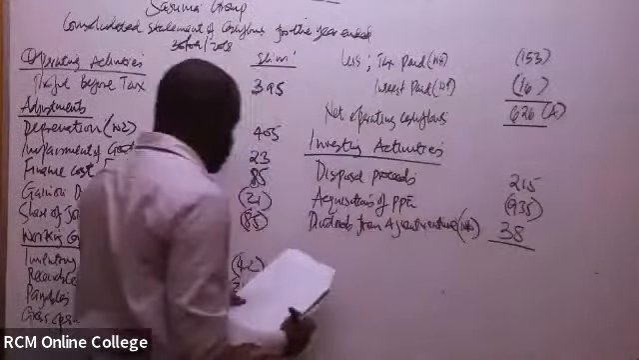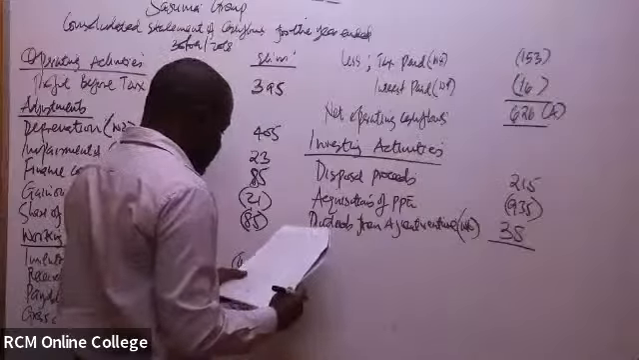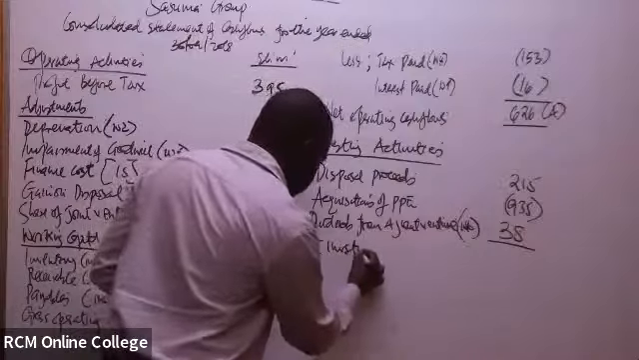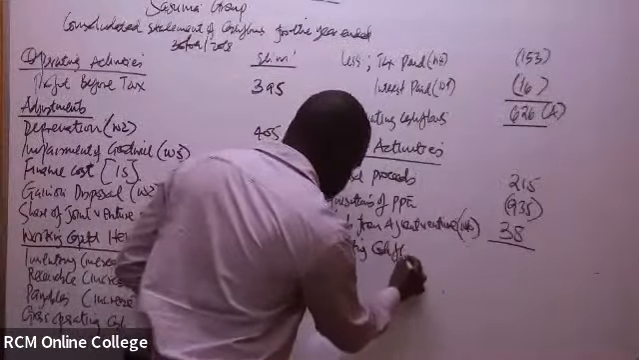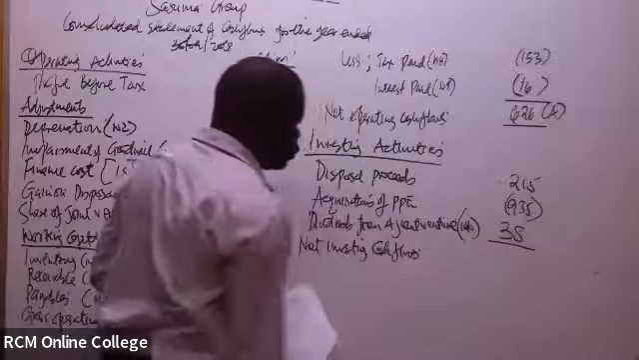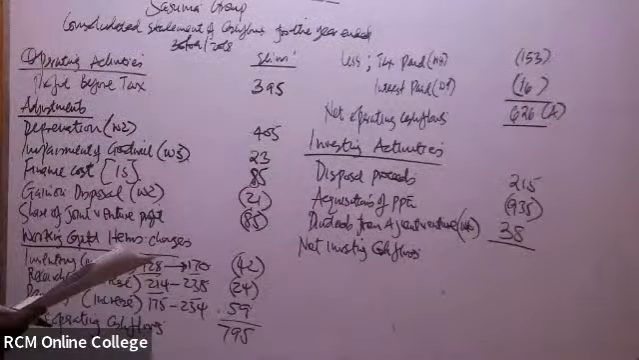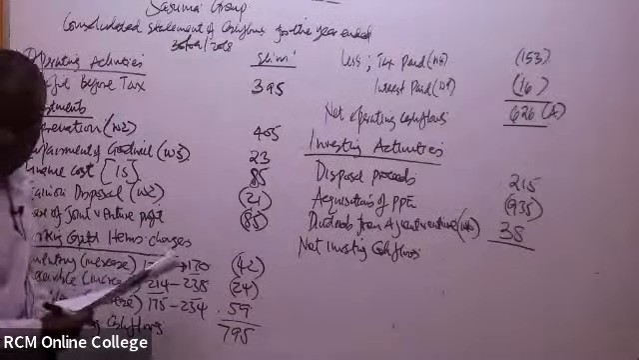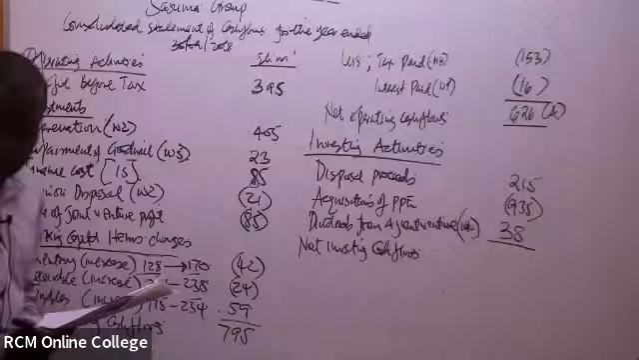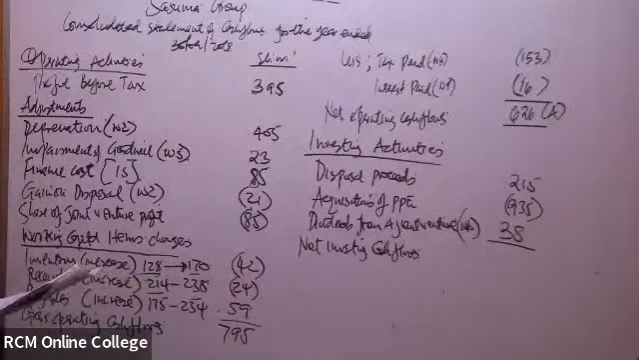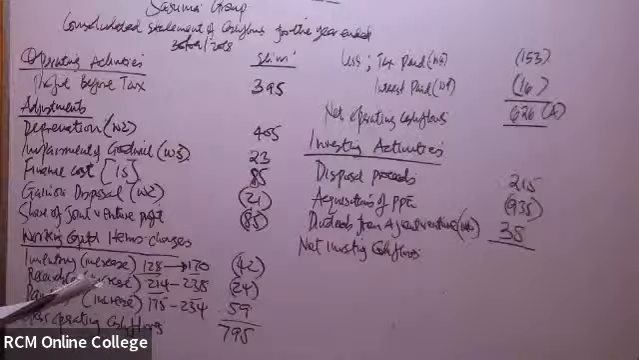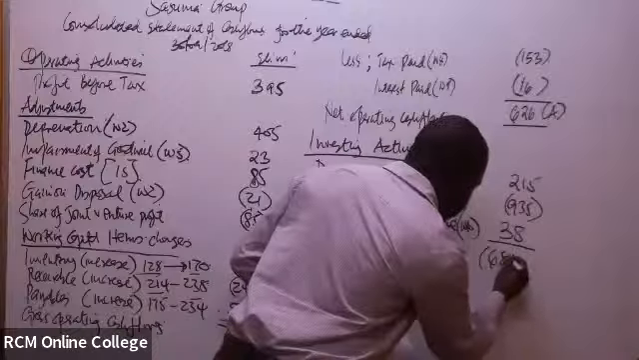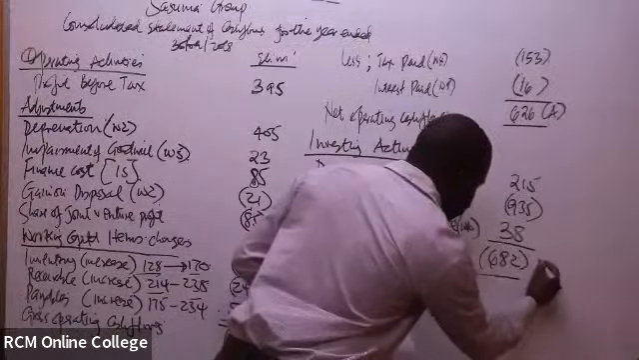So you need to add them so that you can be able to get the net investing cash flows. What did you get? 215 minus 935 plus 38. Negative 682. You can confirm that figure from Karen Paul. So it is negative 682. So that becomes our second part.